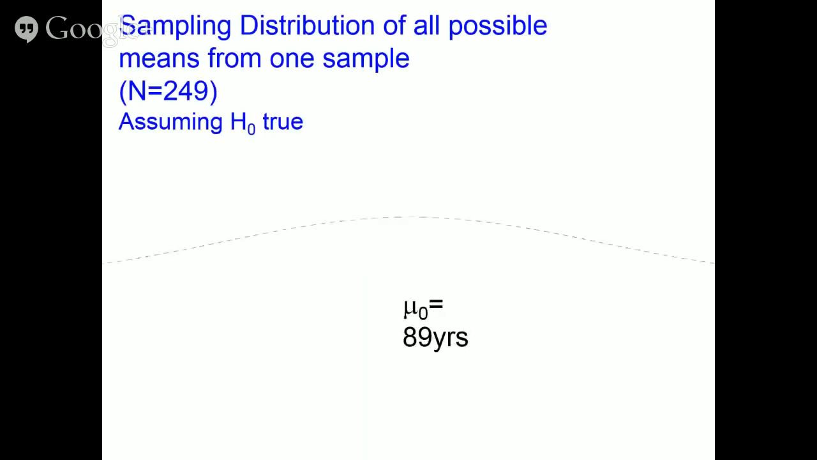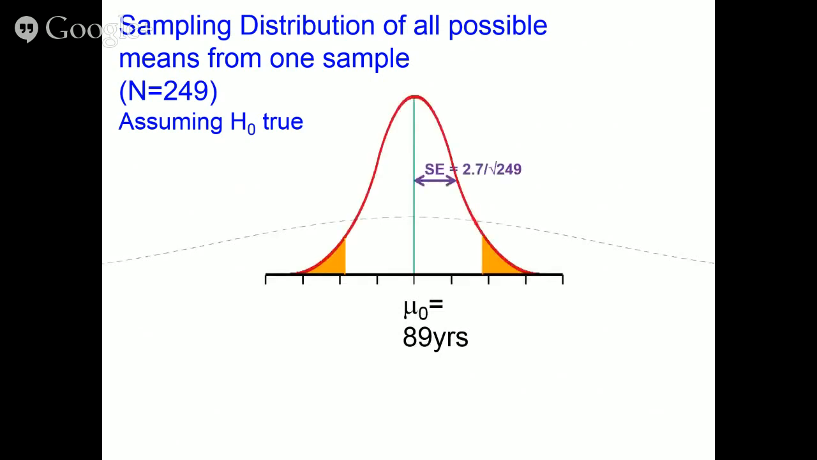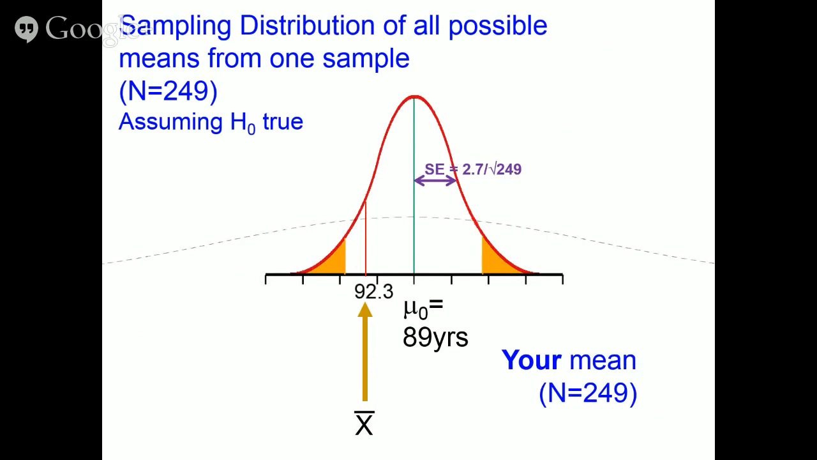So let's say here's another possibility, and it's age. We calculate the standard error. Maybe your mean from an n of 249 is 92.3, which is lower than the population mean, and we calculate the p-value there.